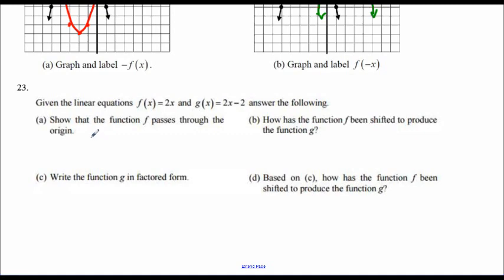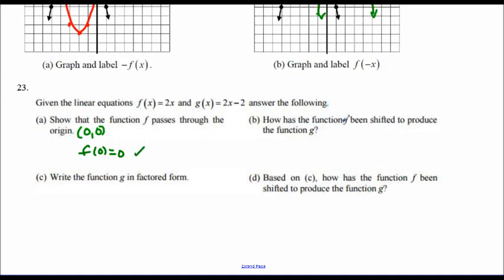All right, so first off, it says, show the function passes through the origin. Well, that just means the origin is just the point (0, 0), right? So that's just basically saying f of 0 when x is 0. So let's sub in 0 for x, and we get 0. And so that means, yeah, the point (0, 0) is on that function, right?